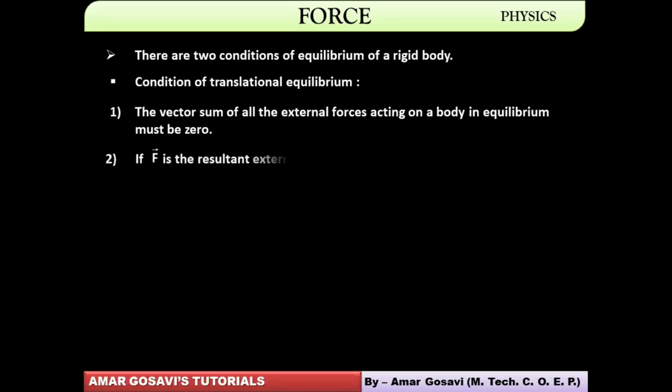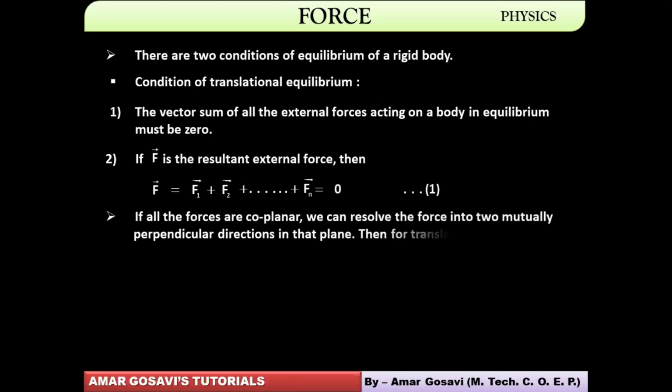Say, for example, if F bar is the resultant external force, then this F bar should be equal to F1 plus F2 plus n number of forces, and if you add them in a vector addition way, the total amount should come out to be zero. That's how equation number one can be framed for solving a problem.